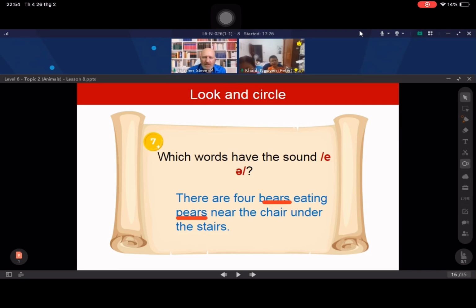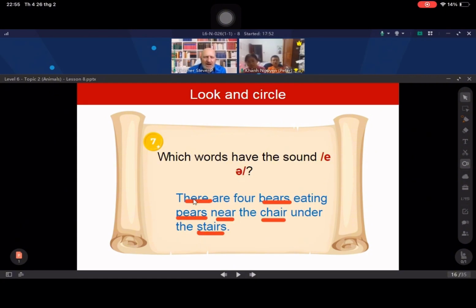Chair. Chair. Ah, that looks good. Yes. Now, I think there's actually one more. There's one more right at the beginning here. I think, Mia, I think this one probably counts. There are 4 bears. I don't know if that one is. This one sounds a little bit different.